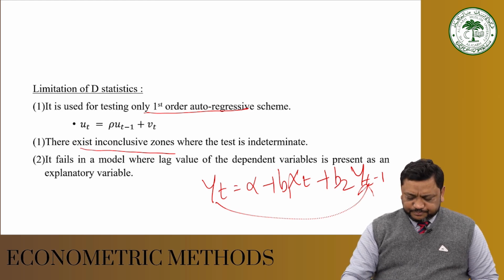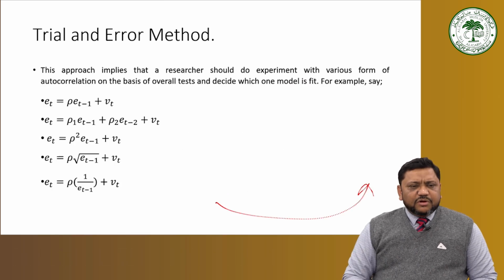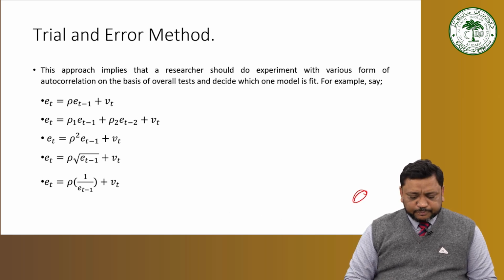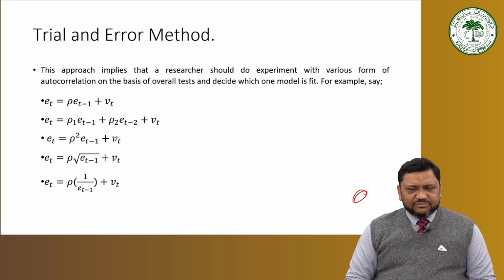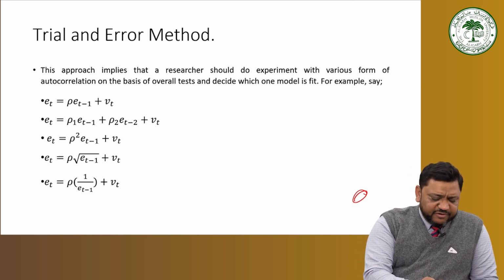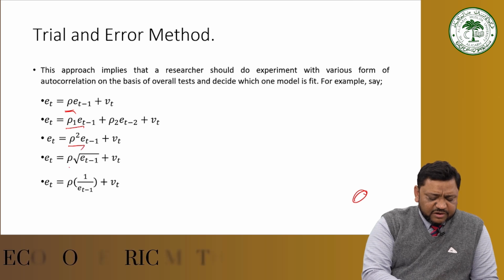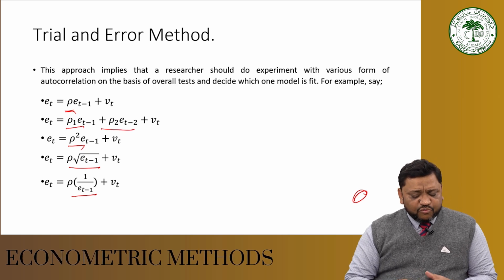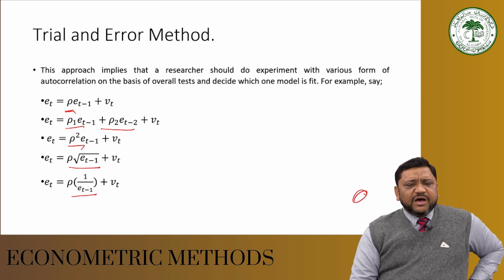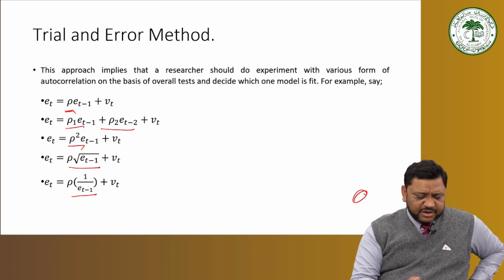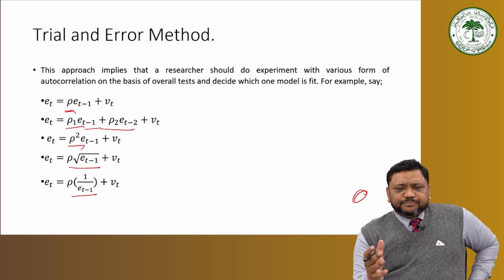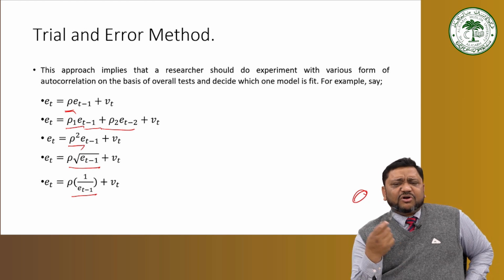Next, we will go for another method, the trial and error method. The trial and error method is a way wherein we go for different values of rho. Here we take rho, rho square, here we take et minus 1 whole square, here we take 1 minus et minus 1, here we have taken 2 et's. So what we are doing here is experimenting with the error term. We are taking different forms of rho. Then there can be a third order or fourth order autocorrelation also.